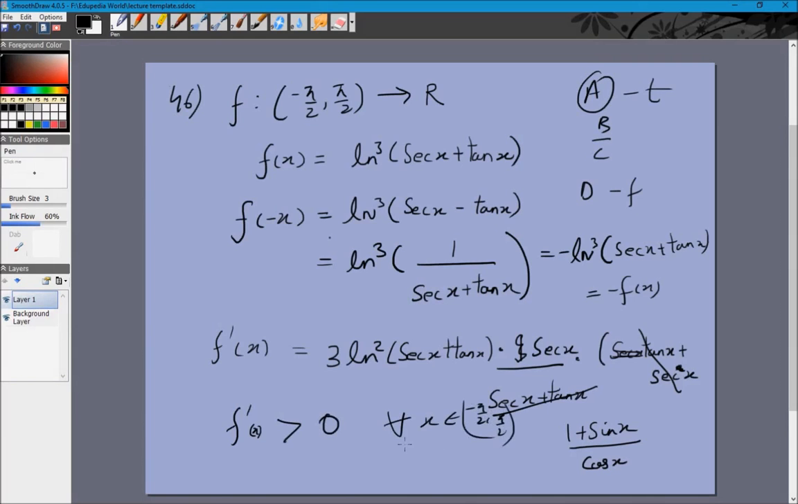So we know this. Now let's also look at the limits just in case. What is f of minus pi by 2? Right. So sec x plus tan x we can write as 1 plus sin x by cos x.